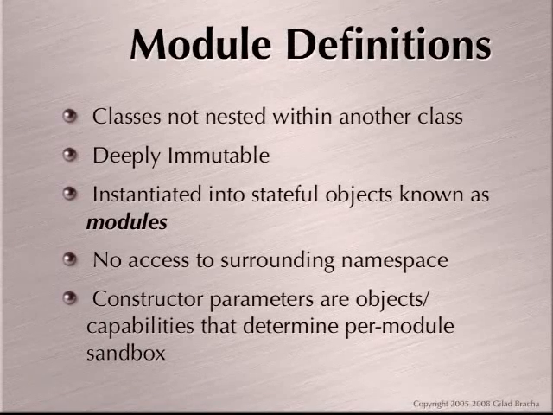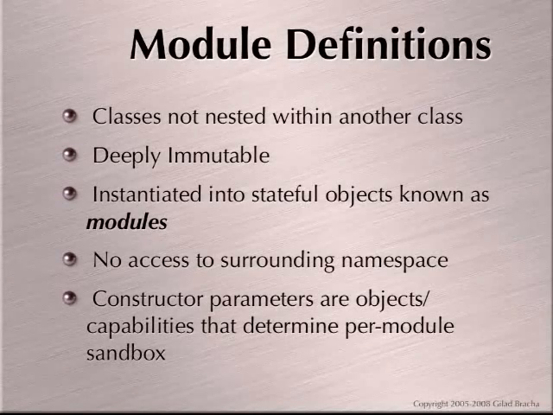Well, a top-level class, essentially we regard that as a module definition. So that's a class that isn't nested within another class. And we have this rule that a top-level class does not see the surrounding scope. Classes that are nested see the surrounding scope. You can do the usual things of sharing by nesting classes within each other and accessing shared state and so forth. But at the top level, they don't see the surrounding scope. In fact, they have to be deeply immutable.